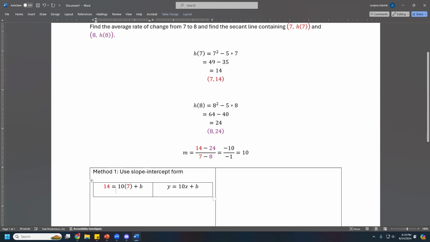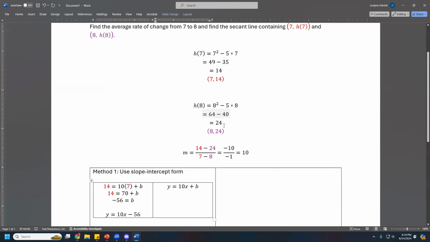So let's see what b is going to be. So now I'm going to have 70 plus b. Now I subtract 70 from both sides, and this gives me, oh man, what is that? Negative 56. Just going to double check that. Yeah, negative 56. So this one tells me my line should be y equals 10x minus 56.